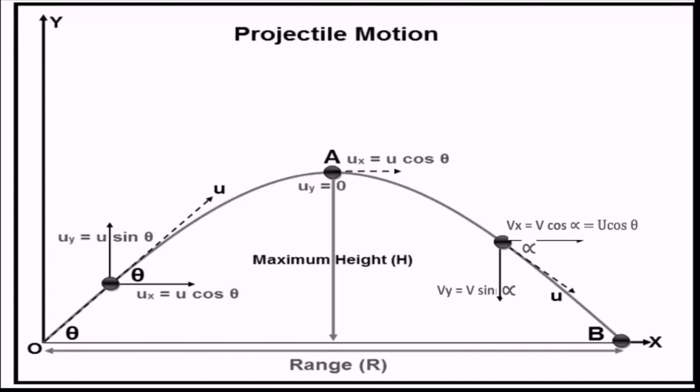Now from the diagram, as you can see, the particle travels in y direction as well as x direction. Hence we say that a particle is performing two motions, one in horizontal direction and one in vertical direction. Let us analyze this motion separately. For horizontal motion, the particle moves with uniform velocity, that means acceleration is 0.